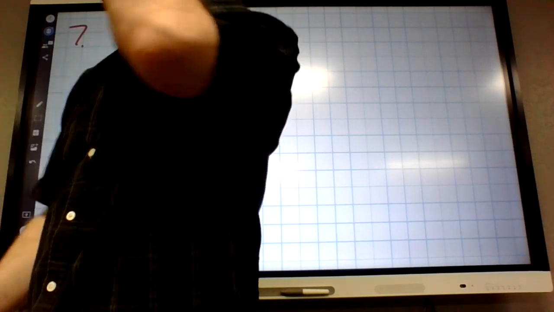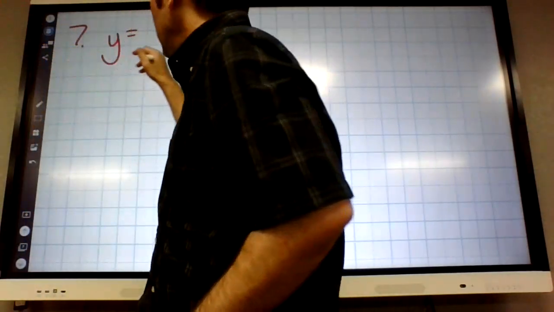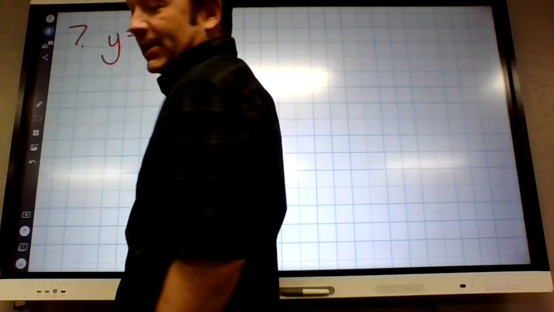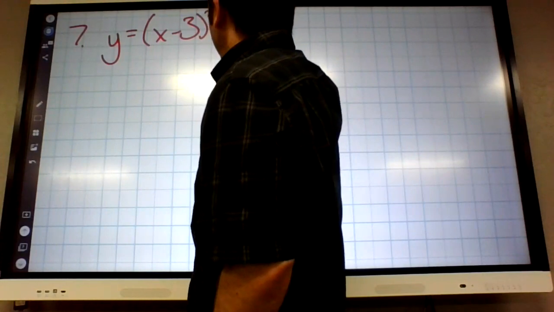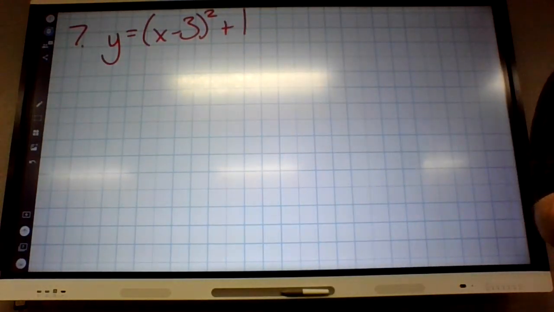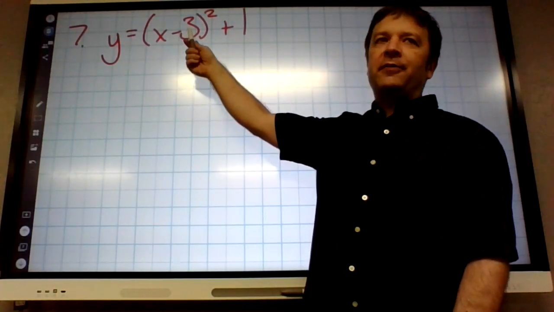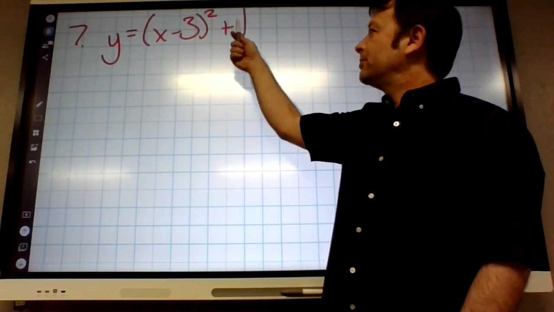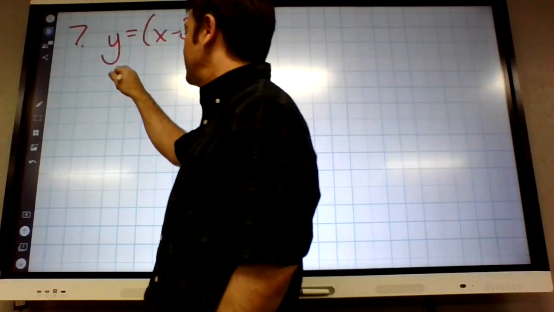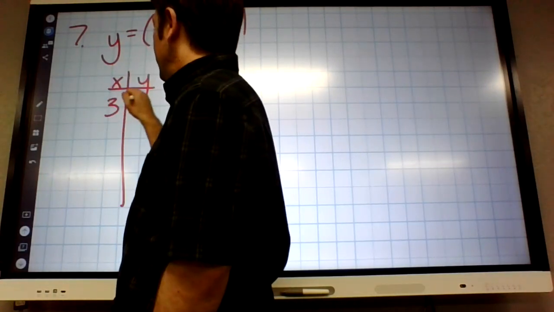Okay, so what's different about number 7? Yeah, it's in vertex form, not standard form. It's called vertex form because you can kind of see the vertex. What does the minus 3 do to the graph? Right 3. What's this going to do? Up 1. So if the graph's moving right 3, up 1, the vertex must be right 3, up 1: (3, 1).